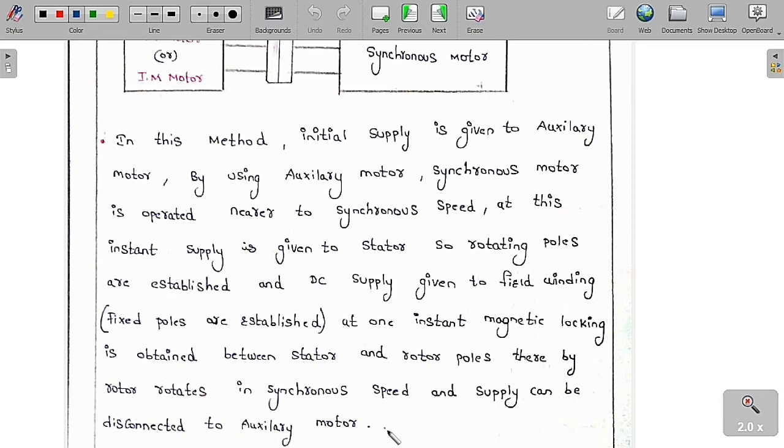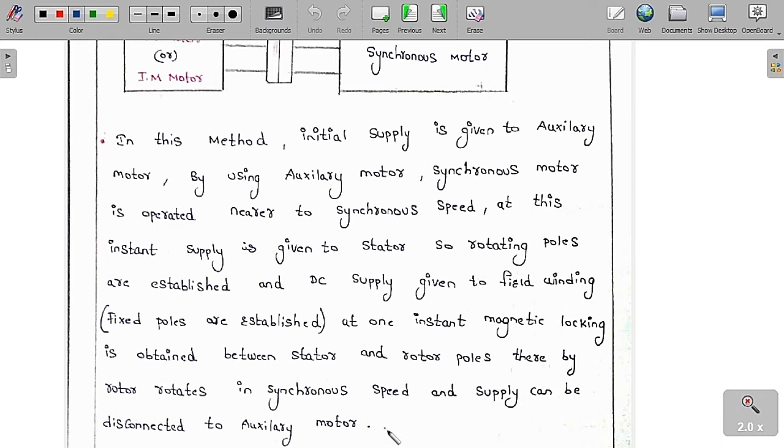As the synchronous rotor is rotating, now we have to give AC supply to the synchronous motor stator. And for the field winding which is present on the rotor, we need to give the DC supply. Because of the AC supply on the stator, a rotating field is produced, whereas on the rotor, because of the fixed supply, we get fixed poles. As both interact, there is a magnetic locking between them, and after that, the rotor continues to rotate.